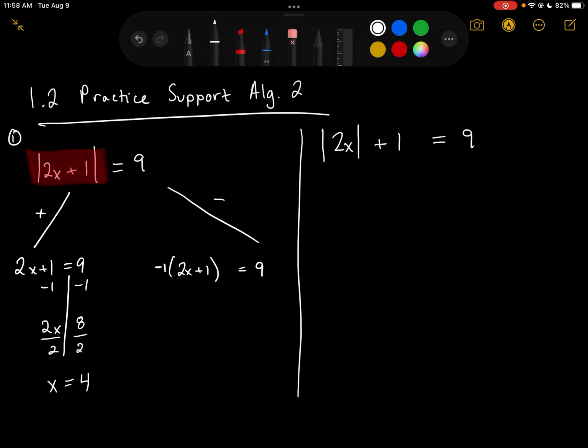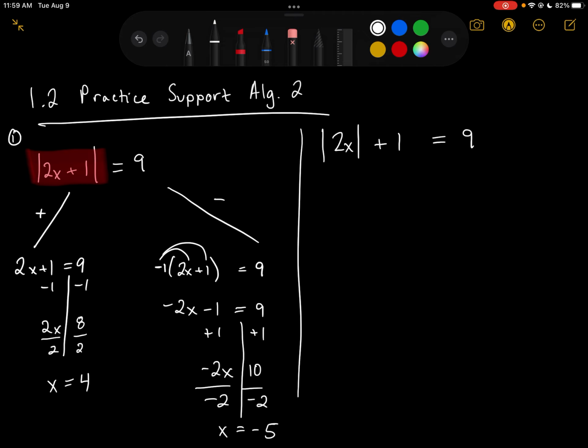On the second side, you have two choices. You could divide both sides by negative 1, or you could distribute negative 1 in. Both of those are totally okay. So we can get negative 2x minus 1 equals 9 here, and then continue very similar steps to what we did before. Add 1 to both sides, divide both sides by negative 2, and we'll get x equals negative 5. So the solutions to question number 1 are both x equals 4 and x equals negative 5.